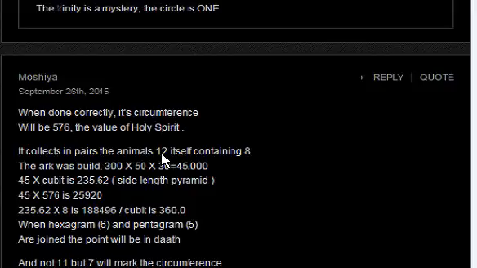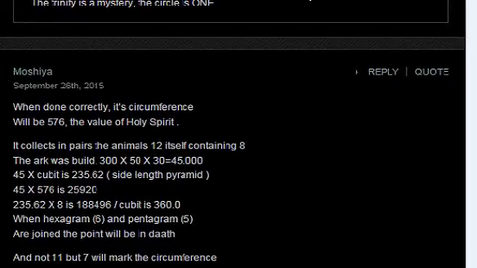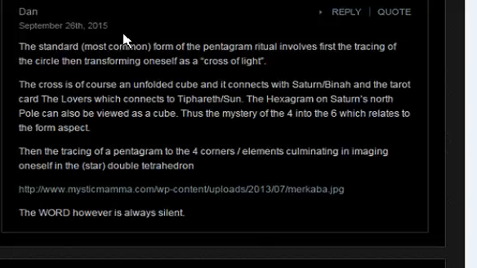It collects in pairs the animals. I was thinking with 88, the ark was built. I don't understand what is written here. Maybe I have problems with the picture. However, I will continue with the comments.